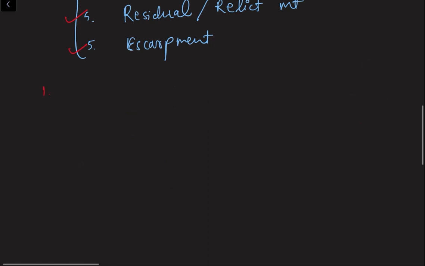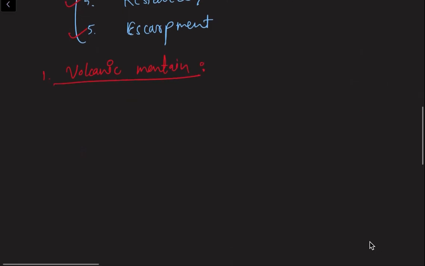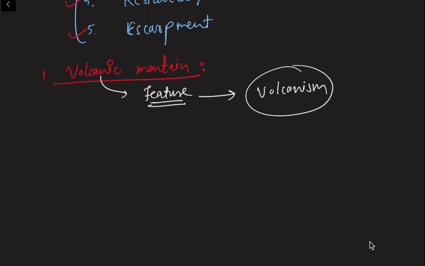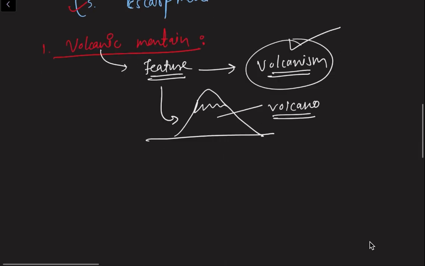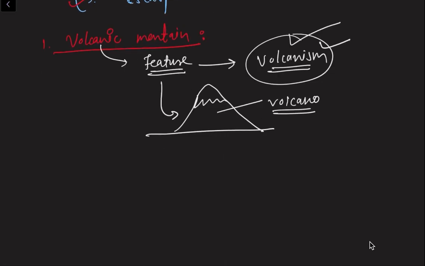First, volcanic mountain. Volcanic mountain is a feature that emerged because of some process. That process is called volcanism. This volcanism process leads to the formation of a mountain-like structure. This mountain is called a volcano. The feature is the volcano, and the process is volcanism.